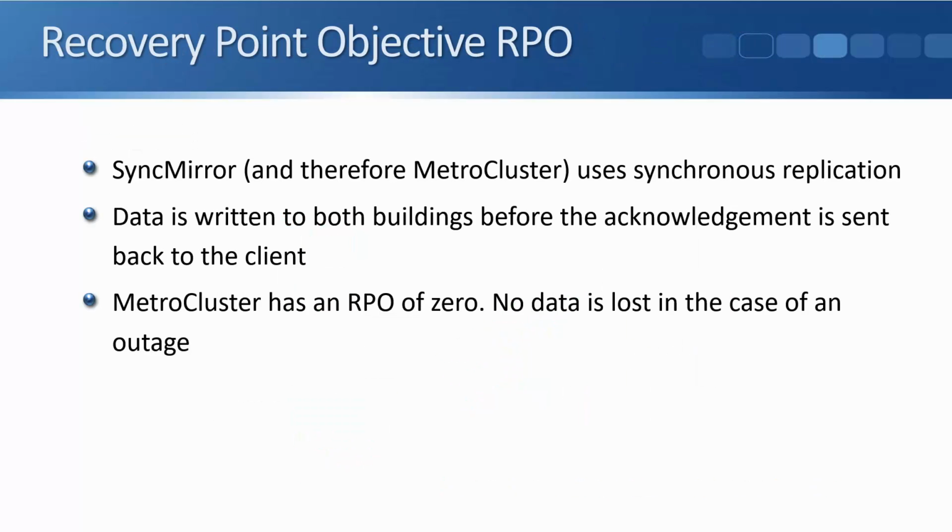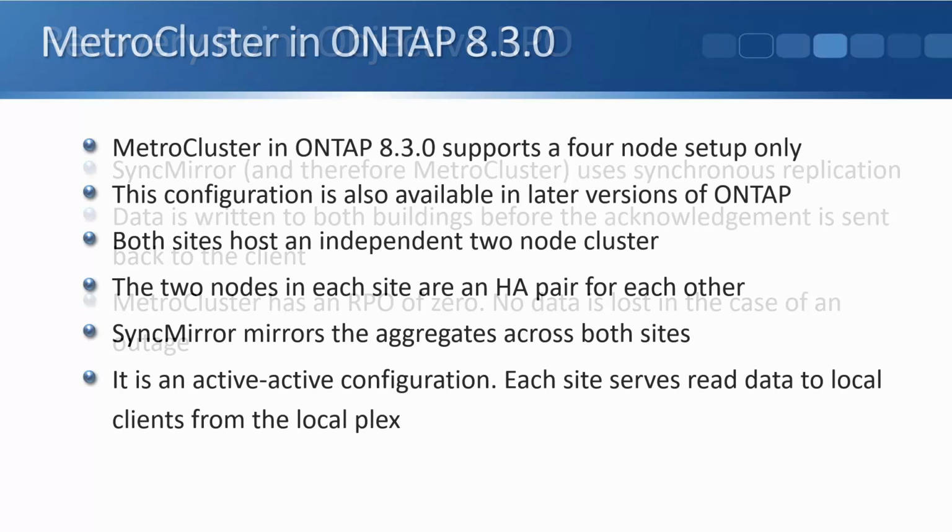Sync mirror, and therefore MetroCluster, uses synchronous replication. Data is written to both buildings before the acknowledgement is sent back to the client. Because it's synchronous replication, MetroCluster has a recovery point objective of 0. No data is lost in the case of an outage.